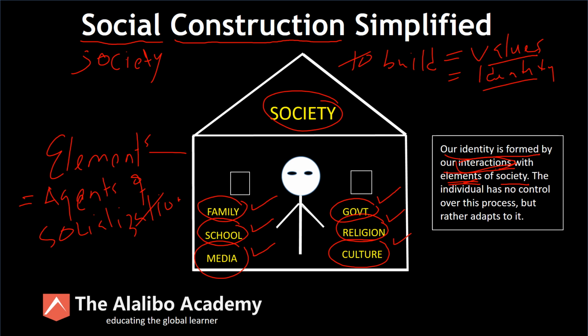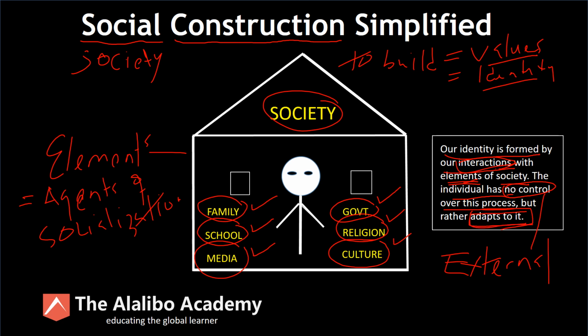Then it also says the individual has no control. This is also a very important point. Has no control over this process. Now the question is, why does the individual not have control over this process? And the answer is very simple. Because the process is external to the individual. The individual has no control. But the individual adapts to the process. Because they have no control, they observe and they adapt to the process.